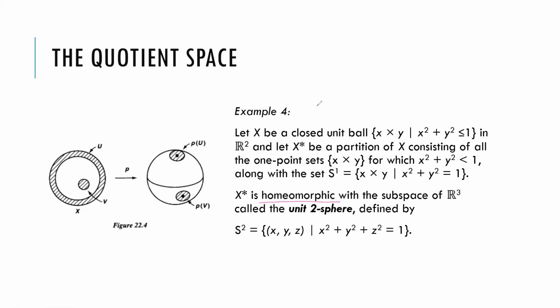So I'll first read it. If X is a closed unit ball, the set of (x, y) such that x squared plus y squared is less than or equal to 1 in R squared, so this is our X, and X asterisk is a partition of X which consists of all 1-point sets {(x, y)} for which x squared plus y squared is less than 1, along with the set S1, which is the set of (x, y) such that x squared plus y squared equals 1. We can show that X asterisk is homeomorphic with our unit 2-sphere, which is defined by S2 equals the set of (x, y, z) such that x squared plus y squared plus z squared equals 1.